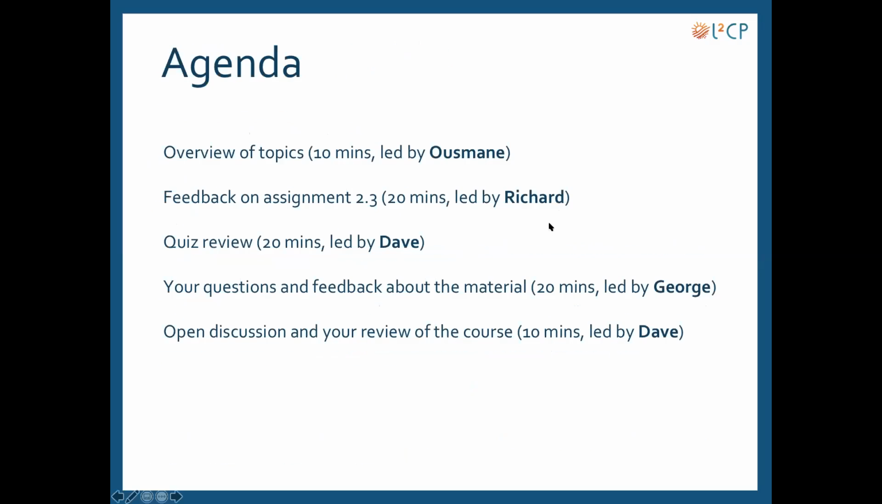Okay. So our agenda for today is as follows. We're going to start with an overview of the modules, of all 4 modules in Block 2, which Usman will lead. And following this, we'll have feedback on the big assignment, which was included as part of the modules, which is assignment 2.3, which will be led by a colleague. We're going to then go through some of the quizzes, and we'll do a live session on the quizzes for 20 minutes.